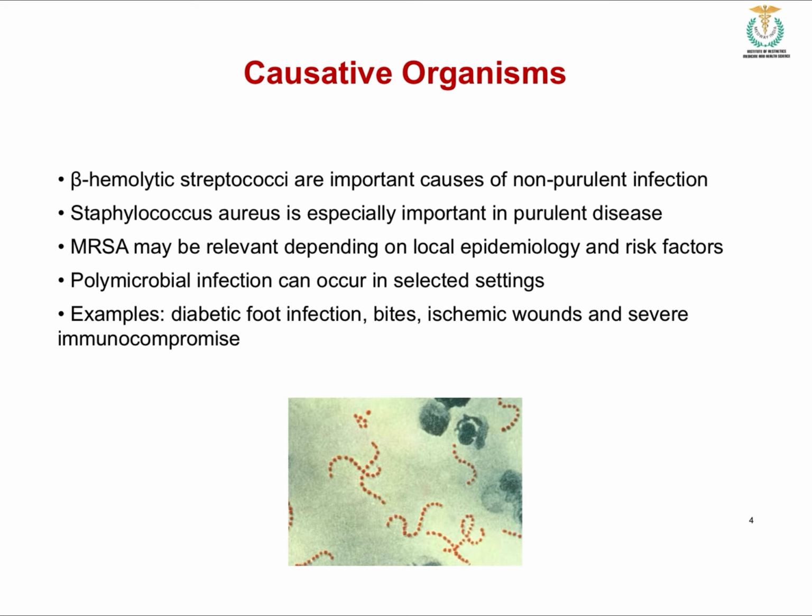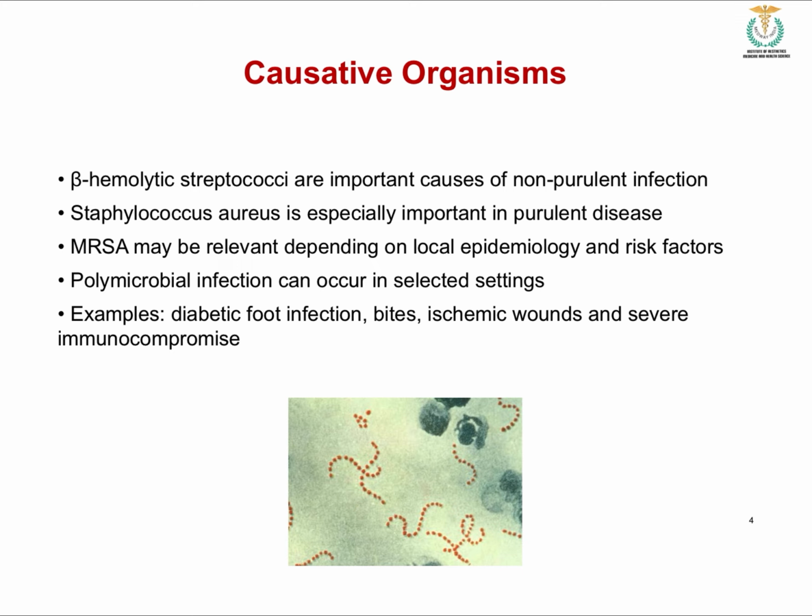What is the causative organism? The most important organisms to remember are beta hemolytic streptococci and Staphylococcus aureus. Streptococci are particularly important causes of non-purulent cellulitis and erysipelas. Staphylococcus aureus becomes particularly important when we have a purulent infection or abscess.